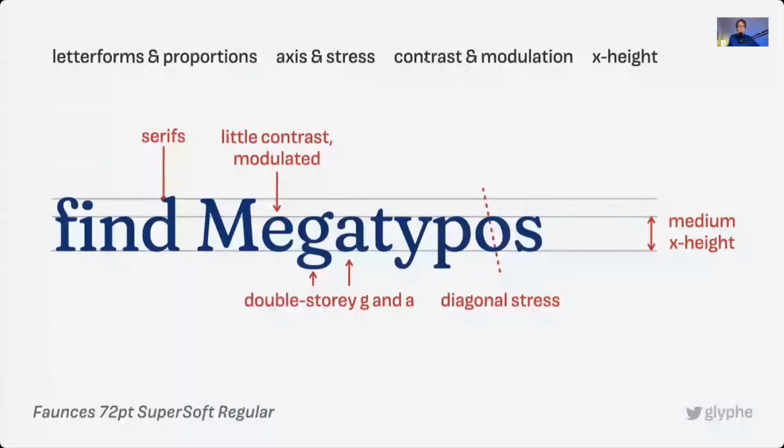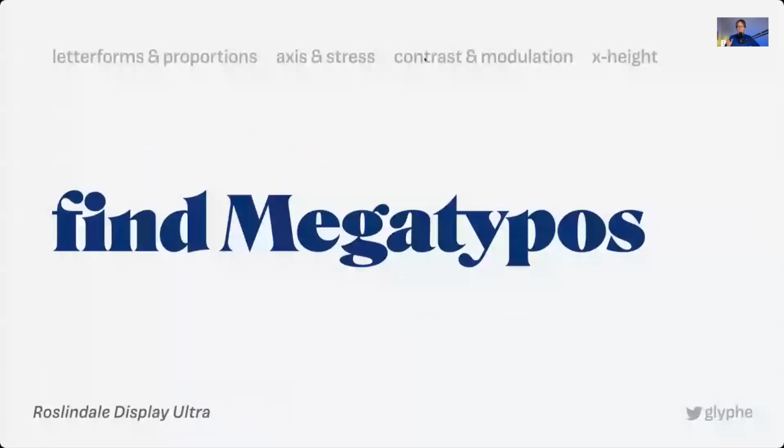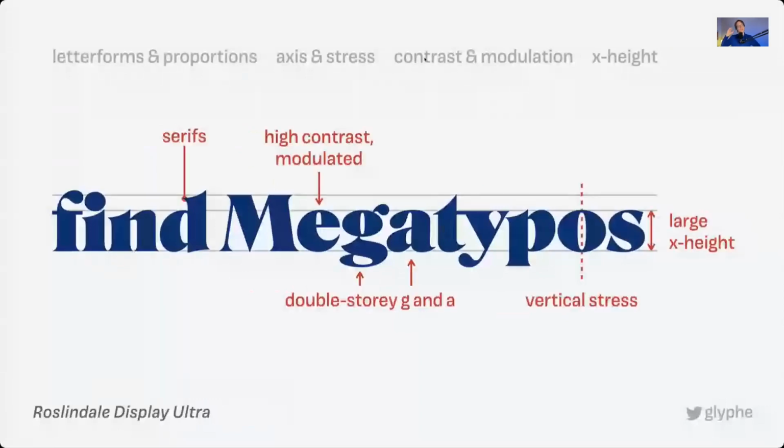The other one was Roslindale, and this one is very different since it's very contrasting here. You see that there's a vertical stress. The letter shapes are similar to the one before, but the x-height has changed here, just to explain what we see. And the first part was even more important, to describe what we feel when we see it.